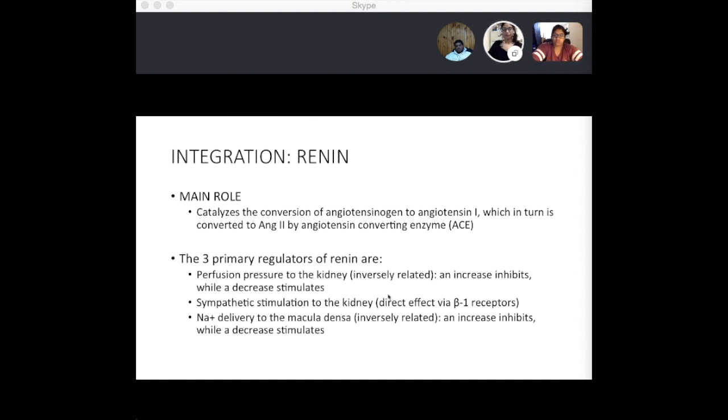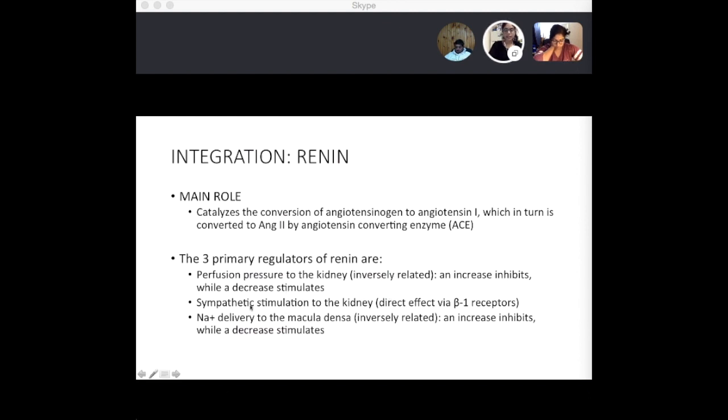So when perfusion pressure to the kidney is adequate or high, then it's going to inhibit renin release. Versus if the perfusion pressure to the kidney is low, so not enough blood flow, then it's going to stimulate release of renin. And we know that because then renin is going to cause the RAS to occur and essentially cause vasoconstriction to bring up and allow for perfusion of the kidney to occur, or increase the blood pressure.